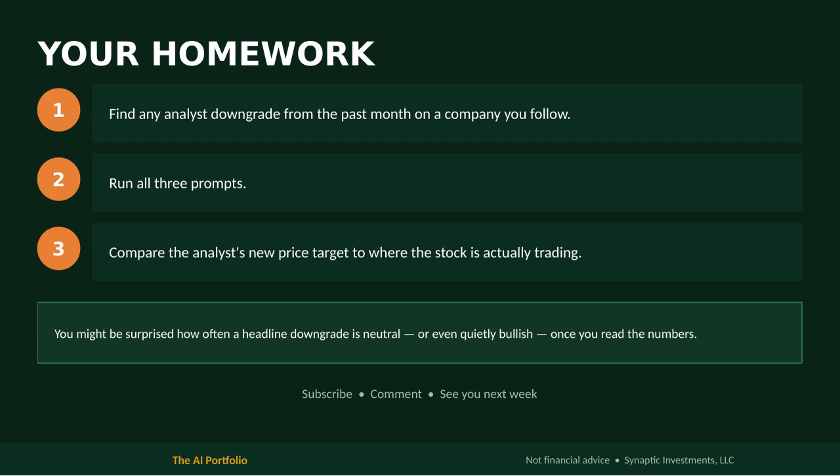Your homework this week: find any analyst downgrade from the past month on a company you follow. Run all 3 prompts. Compare the analyst's new price target to where the stock is actually trading. You might be surprised how often a headline downgrade is actually neutral, or even quietly bullish.